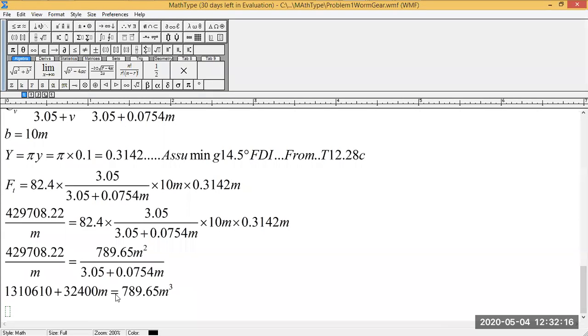Okay. So now we can just plug this value in the equation and we can find out the value of m. So equation and the degree is 3. Value of a is 789.65. B is 0. C is negative 32400. And D is 1310613.